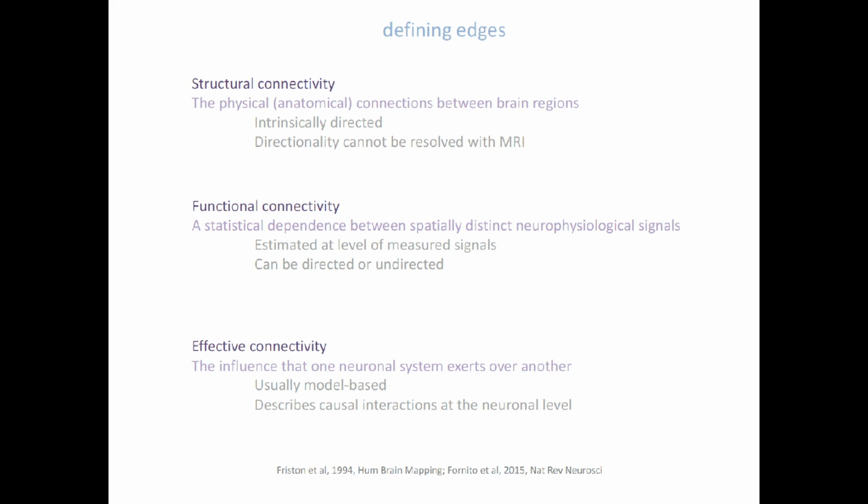If we just take BOLD signals and look at directed functional connectivity, say for example something like Granger causality, then that would more accurately be described as falling under the class of directed functional connectivity.